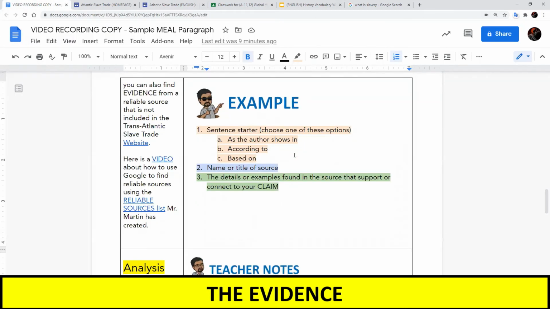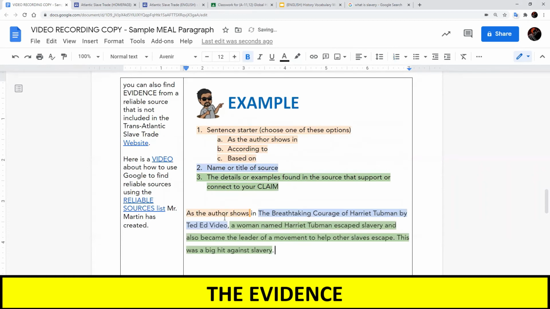All right, so let's look at an example right here. In case you haven't noticed, these are in different colors here, just to make it more clear what I am showing you right now. So let me post the example that's created. There you go. As you can see in this example, let's read it together first. As the author shows in The Breathtaking Courage of Harriet Tubman by TED Video, a woman named Harriet Tubman escaped slavery and also became the leader of a movement to help other slaves escape. This was a big hit against slavery.